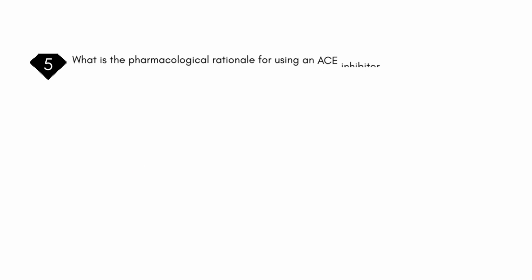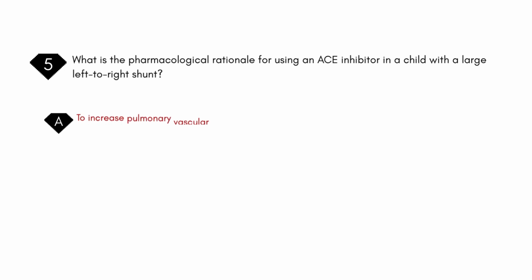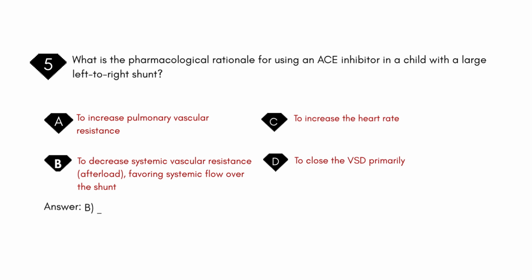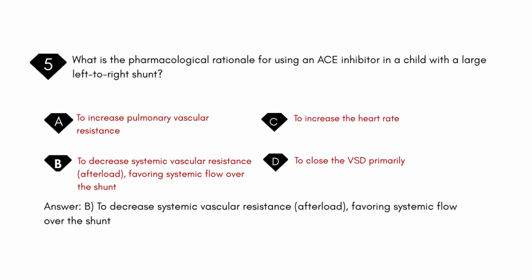What is the pharmacological rationale for using an ACE inhibitor in a child with a large left-to-right shunt? A. To increase pulmonary vascular resistance. B. To decrease systemic vascular resistance, afterload, favoring systemic flow over the shunt. C. To increase the heart rate. D. To close the VSD primarily. Answer: B. To decrease systemic vascular resistance, afterload, favoring systemic flow over the shunt.